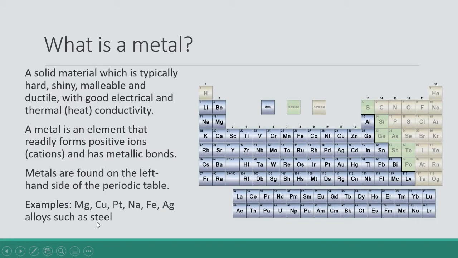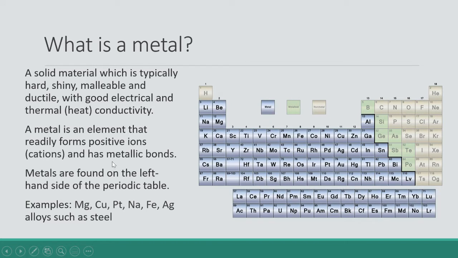So what is a metal? It is a solid material which is typically hard, shiny, malleable and ductile. That means it can be hammered into shapes and it can be drawn into wires. And metals generally have good electrical and thermal conductivity. That means they can conduct electricity and heat. And they are found on the left-hand side of the periodic table.